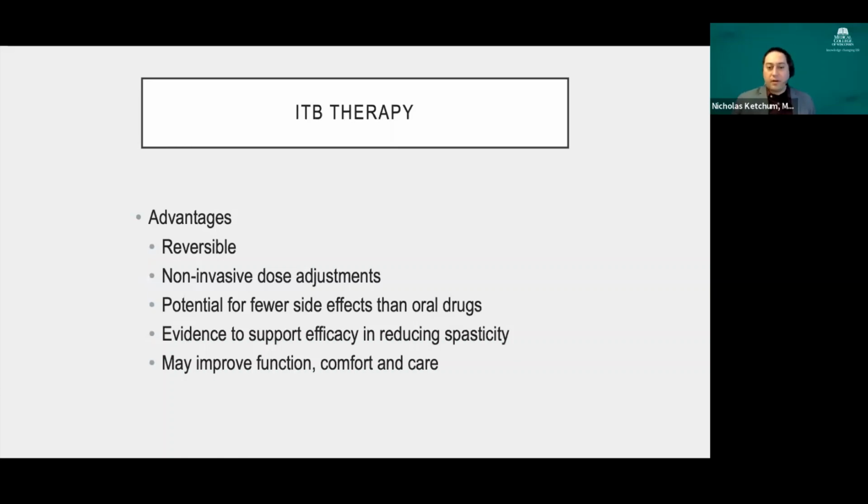So what are the advantages of intrathecal baclofen therapy? It is reversible. You can shut off the pump. We're not cutting dorsal rami. We're not lengthening tendons. This is something that, even though it is a surgery, it is reversible. The dose adjustments are non-invasive, with fewer potential side effects than oral medications, with a few exceptions in terms of emergencies. There's a lot of evidence out there that it's effective in reducing spasticity. And we see anecdotally that it improves our patients' function, comfort, and care.